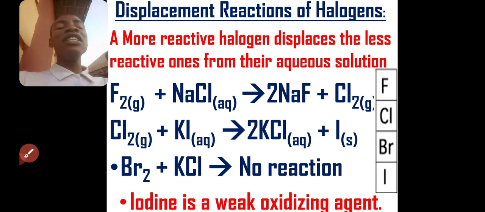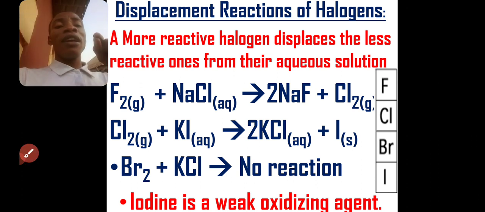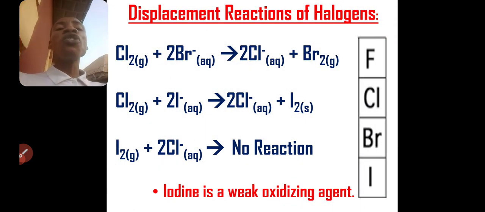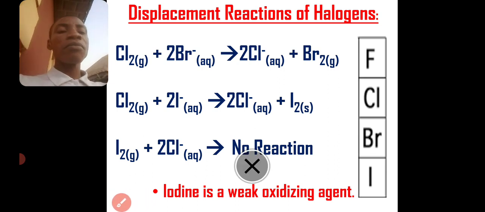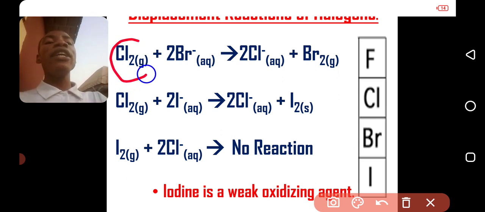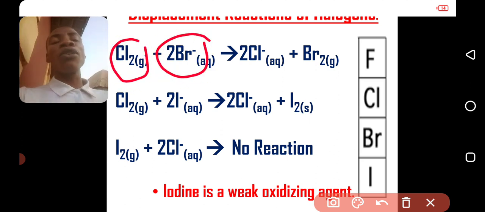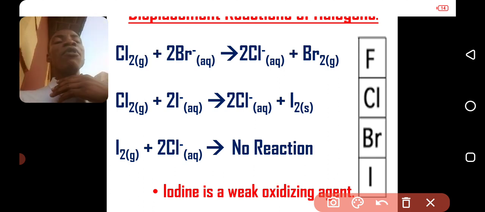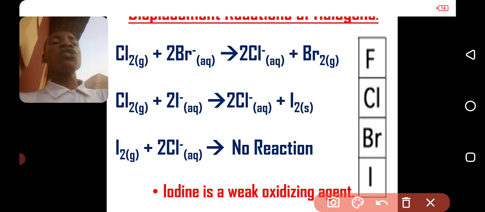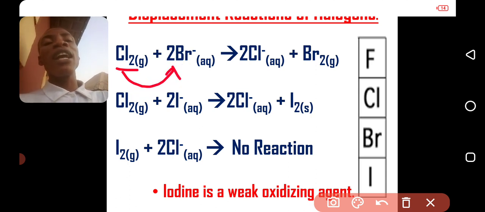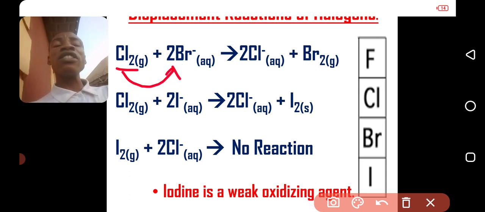Iodine is the weakest oxidizing agent in that group, taking the fact that astatine is radioactive in nature. You can also write this equation like this. Instead of writing the salts, I can say chlorine plus bromide ion. Bromide ion is a sort of bromine. It can be potassium bromide, sodium bromide, anything. So if it's written this way, it means chlorine is reacting with a sort of bromine. That's the meaning of Br minus. I minus is a sort of iodine. Cl minus is a sort of chlorine.